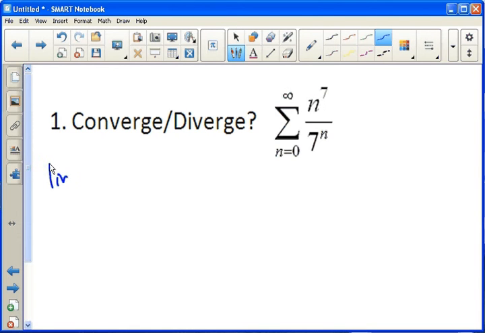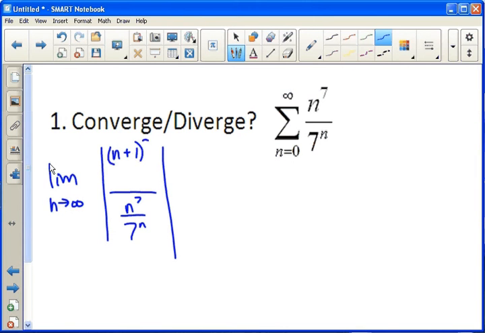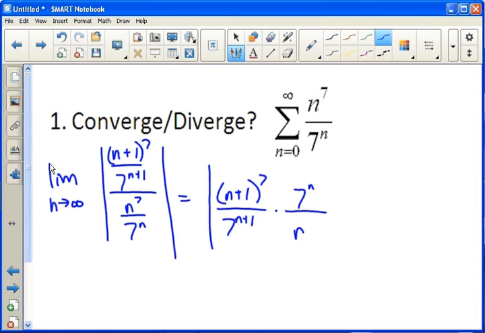So for the ratio test, we take the limit as n approaches infinity of the absolute value of, we put the original on the bottom, and on top we add 1 to all the n's. Okay, then we have a fraction over a fraction, so we multiply by the reciprocal. Now we can't do anything with the polynomials.